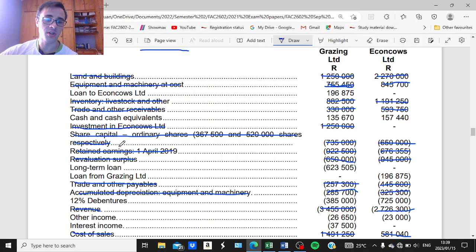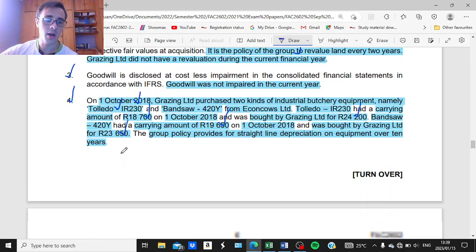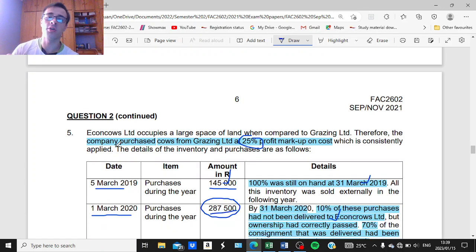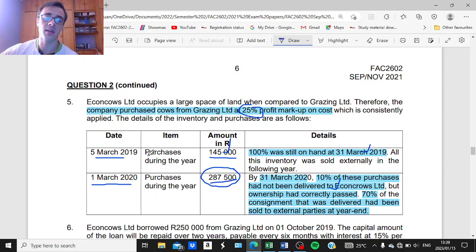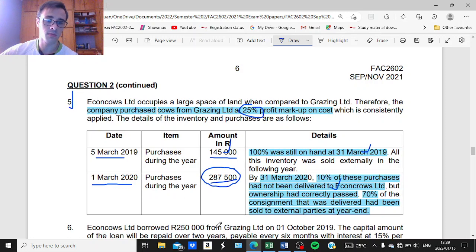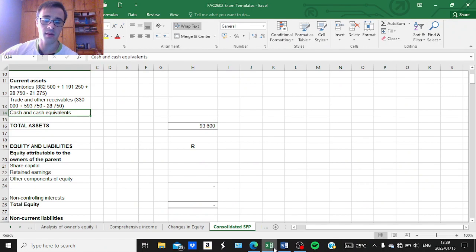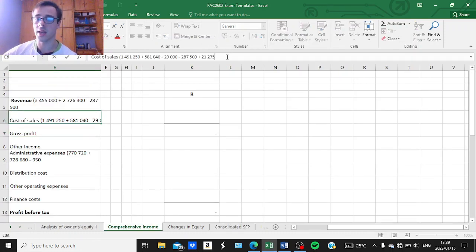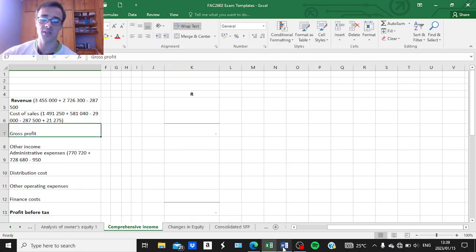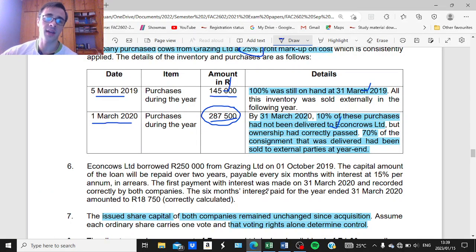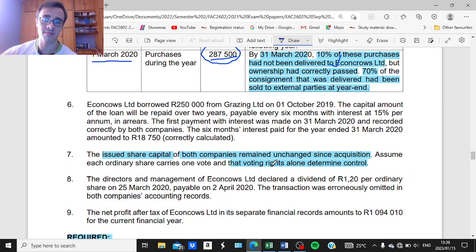So we are done with additional information point 5. We have eliminated the unrealized profit in opening inventory. We have eliminated the intergroup sales for the current year. We have accounted for the inventory in transit in the subsidiary's records. And we have eliminated the unrealized profit in closing inventory as well. And regarding the elimination of the unrealized profit, it is not shown in the analysis of owner's equity because it does not affect the cost of sales account for the subsidiary.